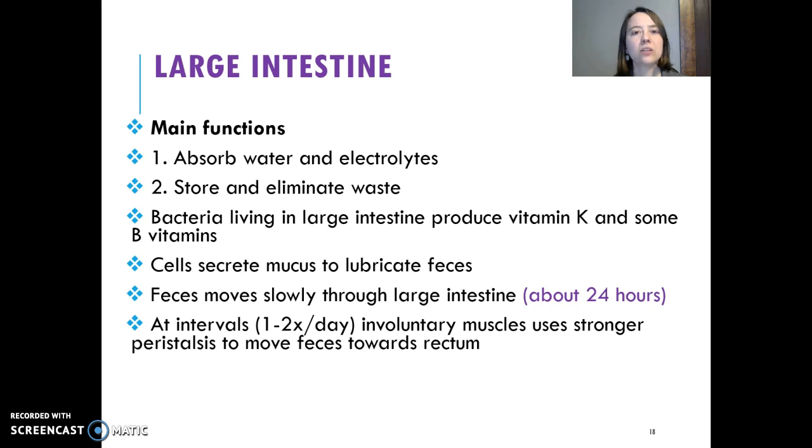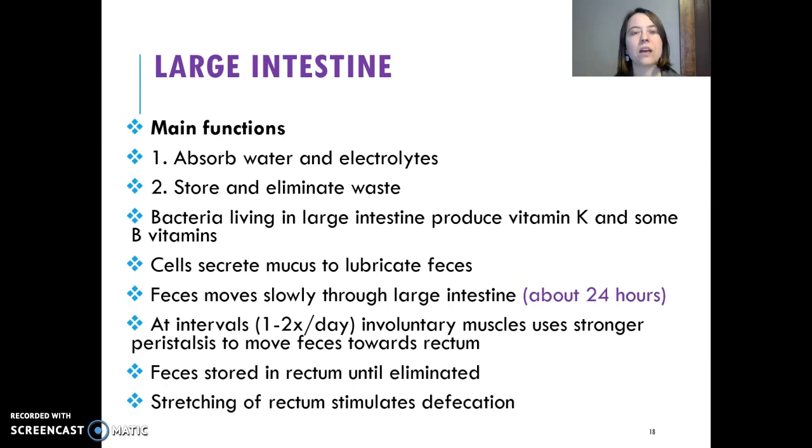And then at intervals, once or twice a day, involuntary muscles use strong peristalsis movement to move the feces towards the rectum. So I would say 3 times a day to once every 3 days is a normal interval for defecation. It all depends on the person. So the feces is then stored in the rectum until it is eliminated. And the feces being in the rectum stretches the walls of the rectum, and that will stimulate defecation.